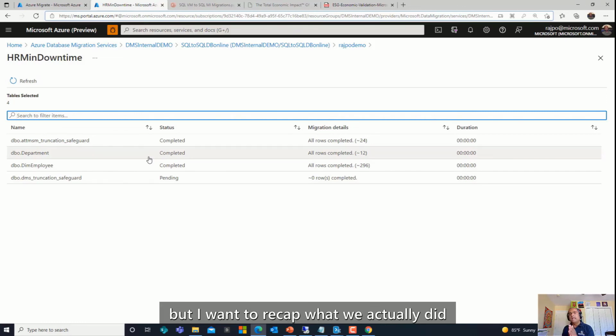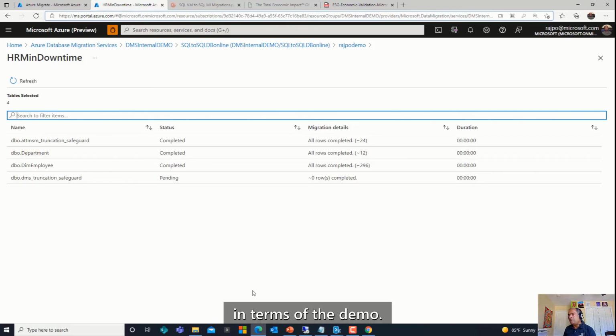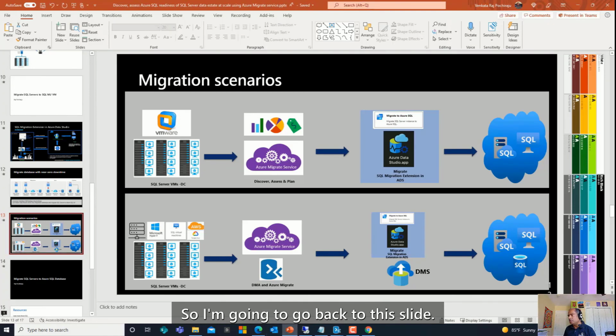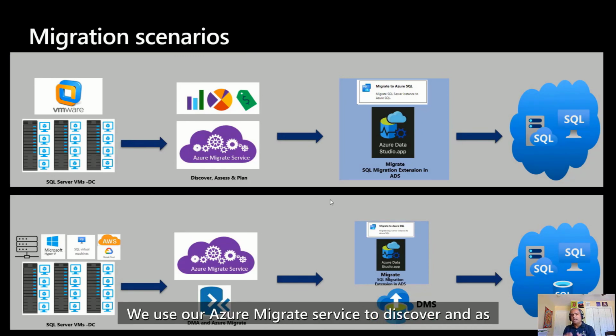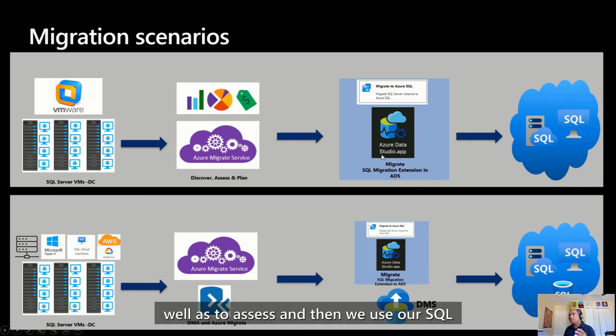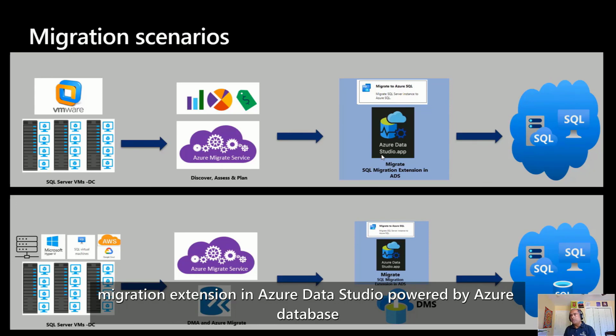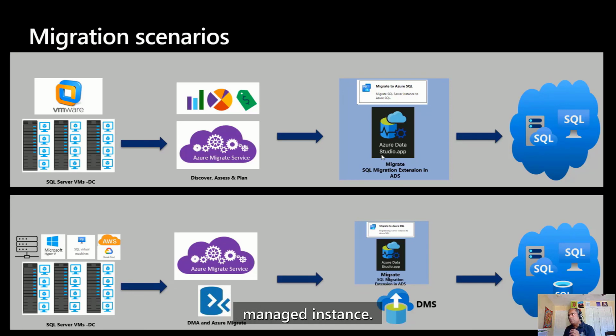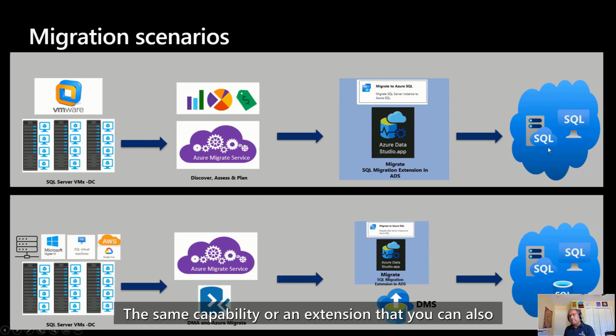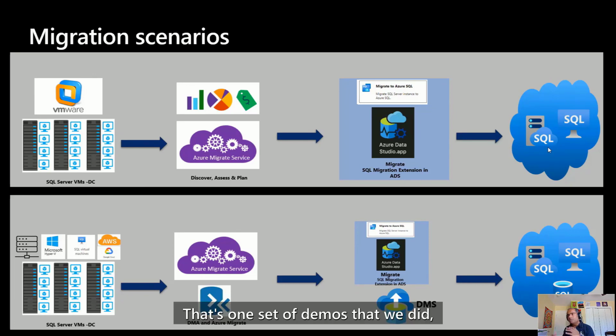So with that, I'm going to conclude all my demos, but I want to recap what we actually did in terms of the demo. So I'm going back to this slide. At first we focused on SQL servers which are running on the VMware environment. We used our Azure Migrate service to discover as well as to assess, and then we used our SQL Migration extension in Azure Data Studio, powered by Azure Database Migration Service, to migrate your SQL servers to a managed instance. The same capability or extension can also be leveraged to migrate SQL servers which are running on VMs. That's one set of demos that we did.